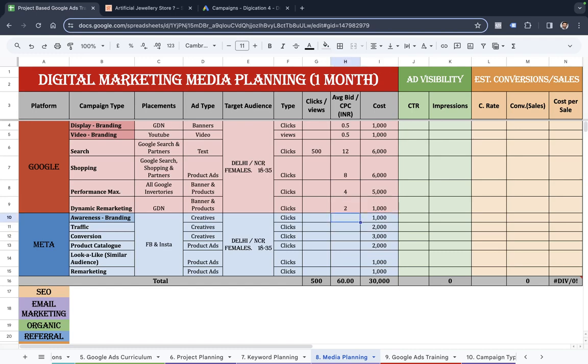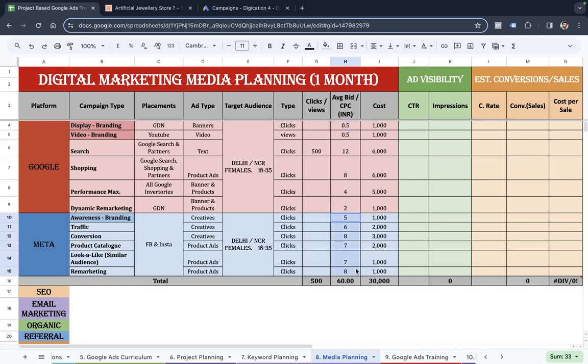For meta, awareness campaign generates traffic to us at the cost of 5 rupees as the average bidding amount. Traffic is slightly higher than awareness. Conversion is going to be way higher than traffic. Product catalog stays around 7. For lookalike, it stays around 7. And remarketing, this stays around 8. So that's how we have added the bidding amounts for different campaigns.